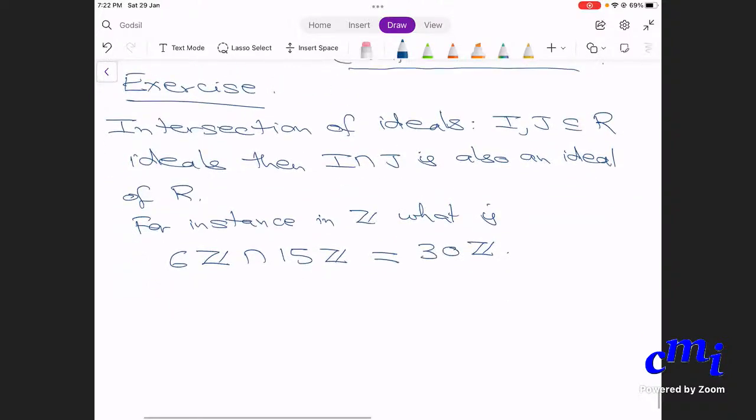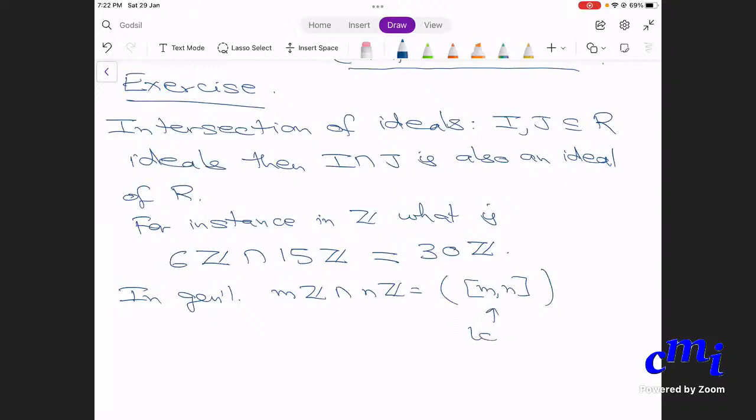Again, this is the general fact. In general, MZ intersect NZ is, I'm using square bracket to stand for the LCM, right? So this is the LCM of M, N. Round bracket stands for GCD, square bracket stands for LCM. So MZ intersect NZ is generated by the LCM of M and N times Z.